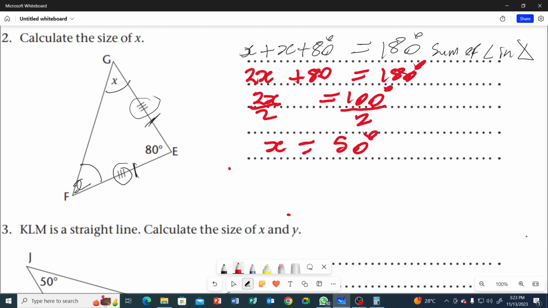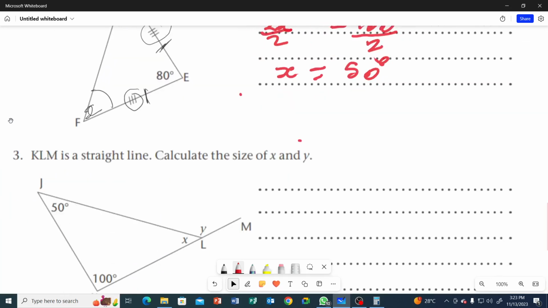Okay. So now, sorry about that. How do I scroll up without writing?